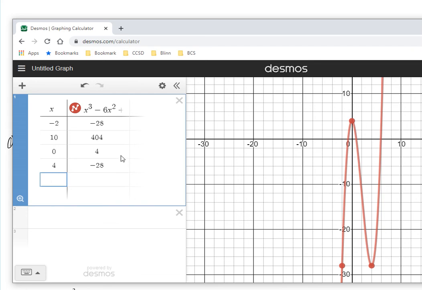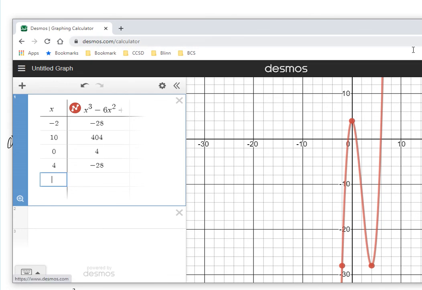Okay, so our smallest y coordinates based on the interval that we have are the negative 28s. We did have a tie. Okay, so if there was a smaller one, just choose the smaller one. But because it is a tie, that is our absolute minimum. And then 404 is obviously the biggest one.